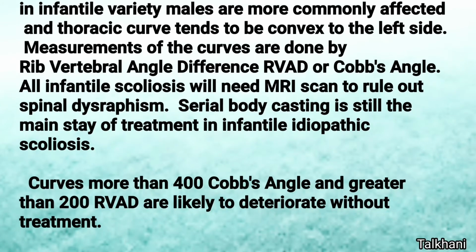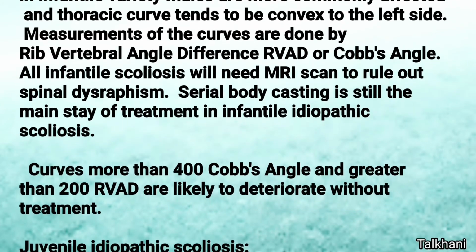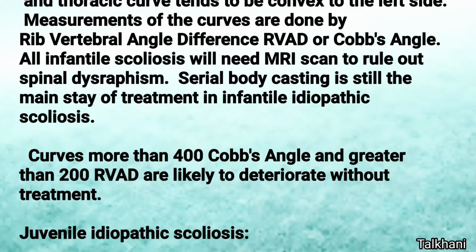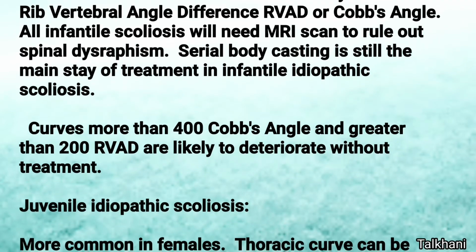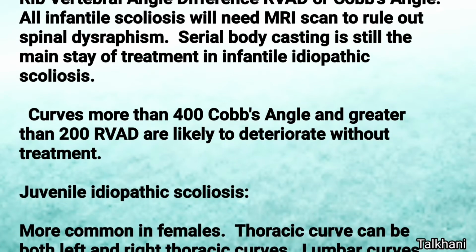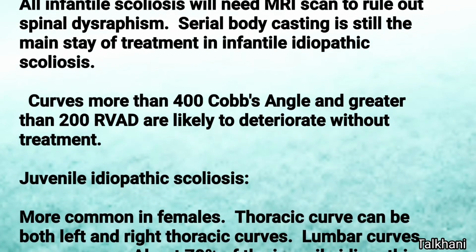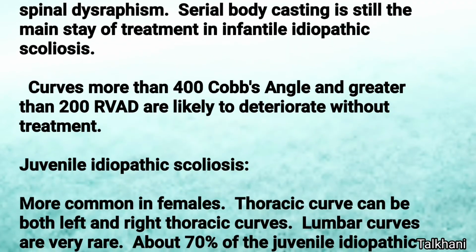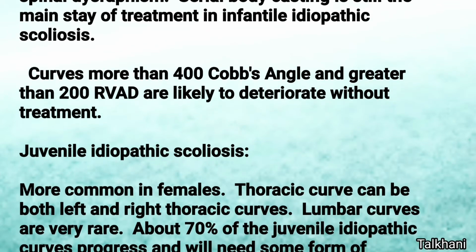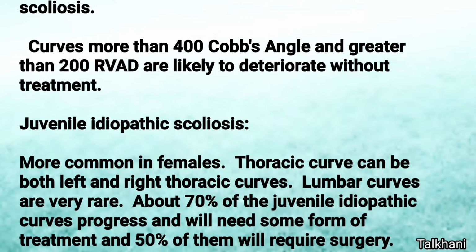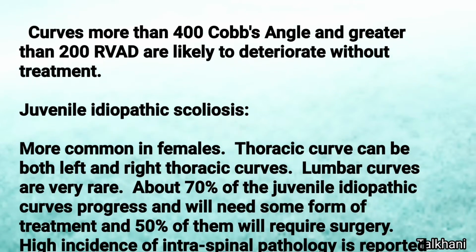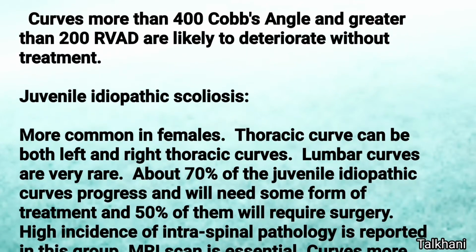All infantile scoliosis will need MRI scan to rule out spinal dysraphism. Serial body casting is still the mainstay of treatment in infantile idiopathic scoliosis. Curves more than 40 degrees of Cobb's angle and greater than 20 degrees of RVAD are likely to deteriorate without treatment. Juvenile idiopathic scoliosis is most common in females.